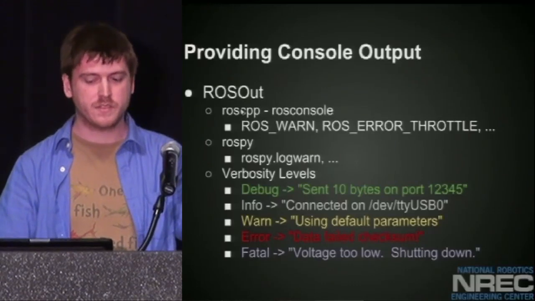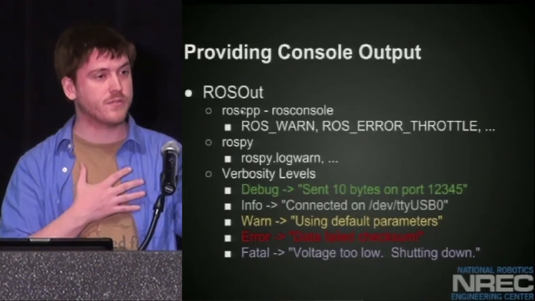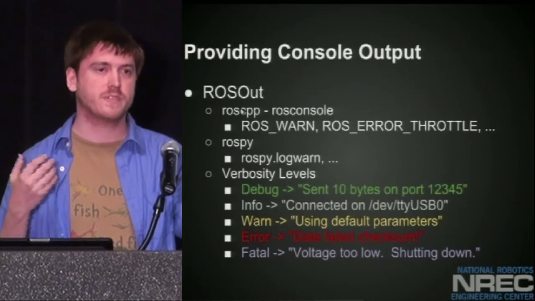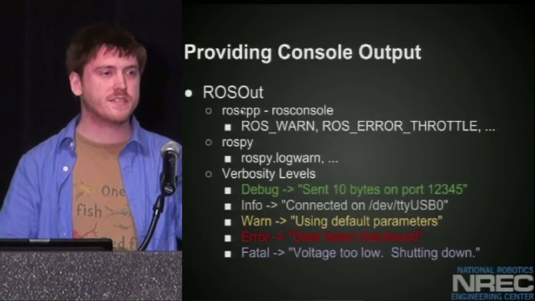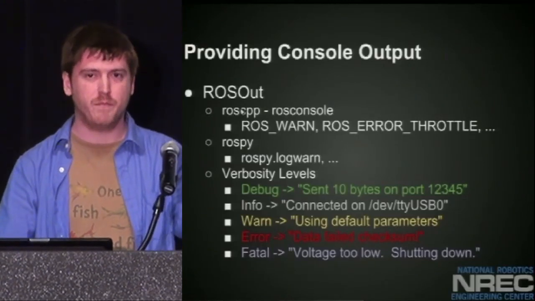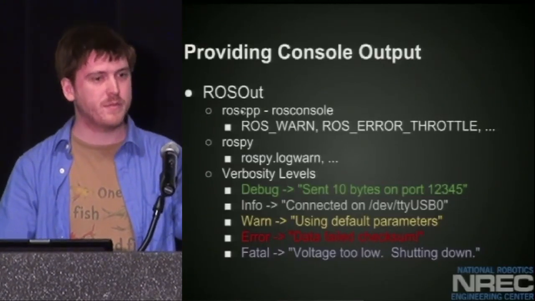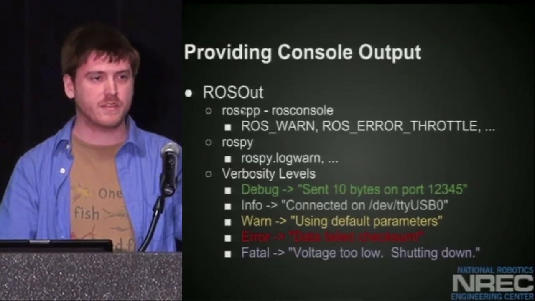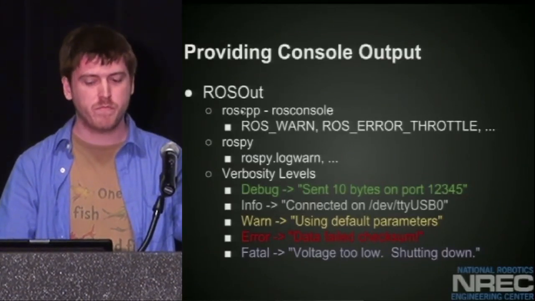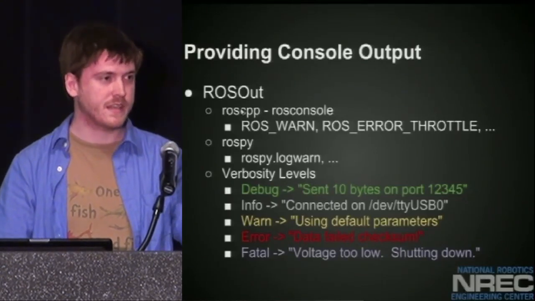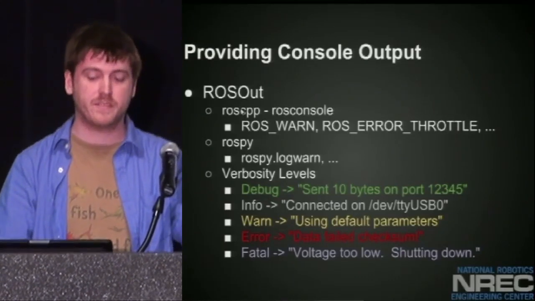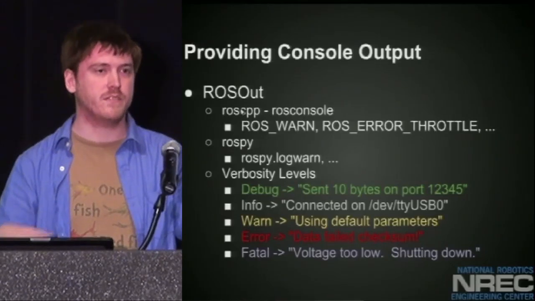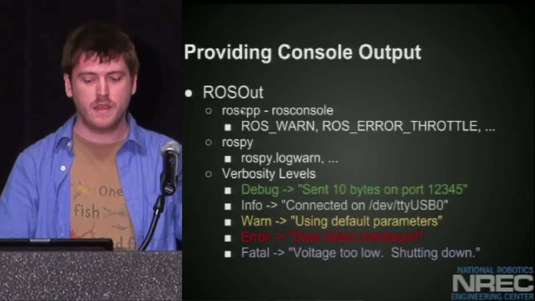There are different levels. Debug is commonly only used for you. This is if you say you've sent 10 bytes on a port, or if you're trying to debug, you can say, I've reached this step in this stage. The user typically doesn't care about this information, and debug statements can flood them with unnecessary information. So the first level that they usually see is info. These are nice things, like if your driver successfully starts up and connects, it's pretty good to tell them this. So you can say, I've connected on this USB serial port.